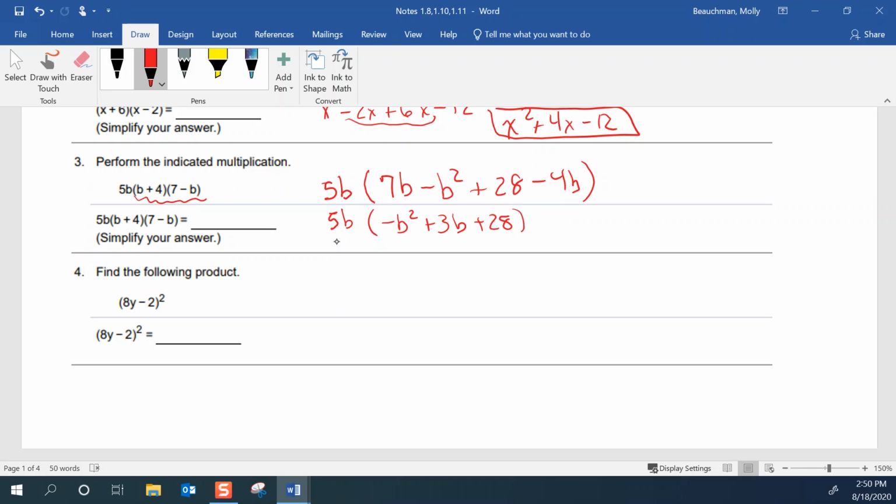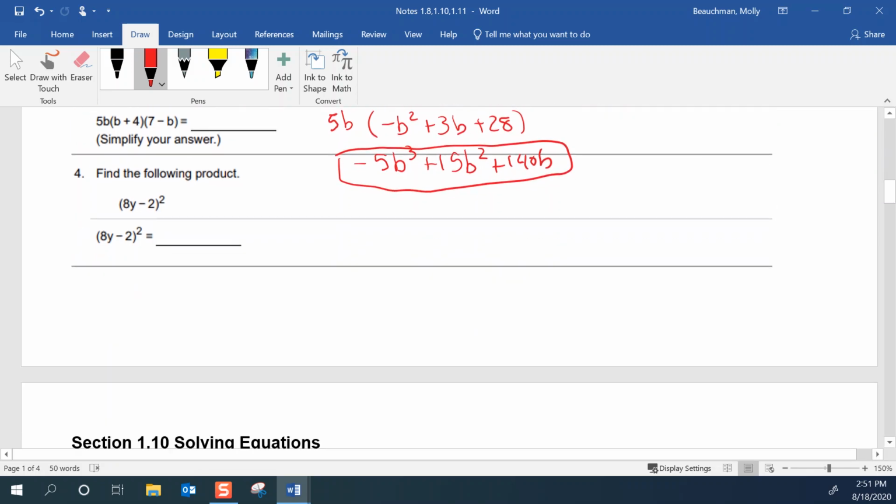Now I'm going to multiply times the term on the outside. So we take 5b times negative b squared. That gives us negative 5b to the third. Take 5b times positive 3b. I get positive 15b squared. 5b times a positive 28, I'm going to do the calculator real quick. 28 times 5 is 140b. So there's our solution.